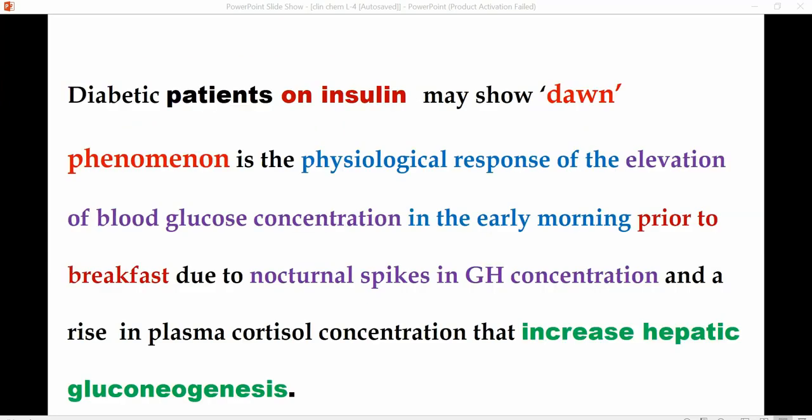Diabetic patients on insulin therapy may develop several phenomena. Among these important phenomena is the dawn phenomenon, which is a physiological response for the elevation in blood glucose concentration in early morning prior to breakfast due to a nocturnal spike in growth hormone and cortisol concentration that would result in increased hepatic gluconeogenesis, causing an increase in glucose level.